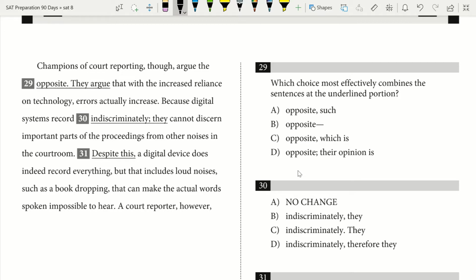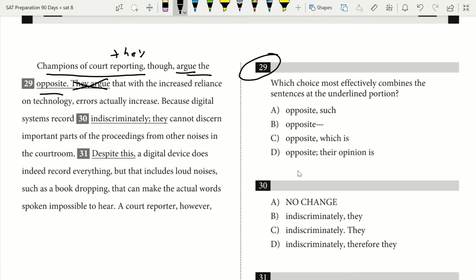Today I have an SAT writing tip for you that deals with the uses of dashes and also being efficient in word choice and having good diction. So with that, let's go ahead and get into this tip. This comes from SAT Practice Test 8, question 29. So let's take a look at it. If we read our sentence, we have "Champions of court reporting, though, are you the opposite," right? And then we see we have "they are you," which is obviously an immediate red flag to me because I know I just said "champions of court reporting," which is "they," and I say "are you" right here. So saying "they are you" again is obviously something I want to get rid of because that's wordy.